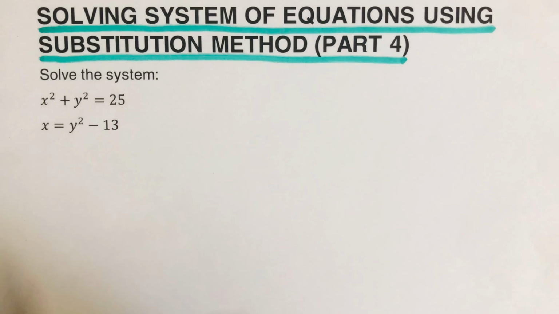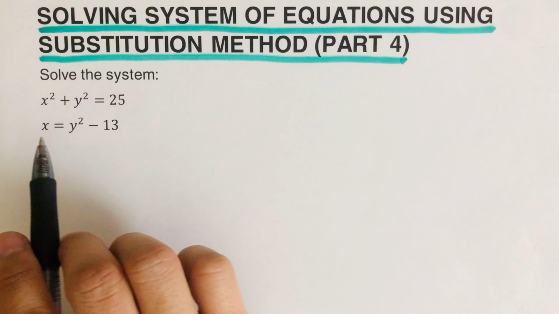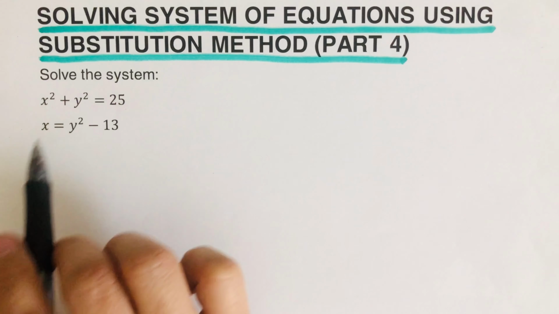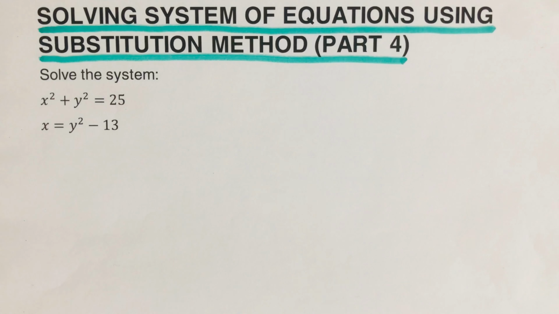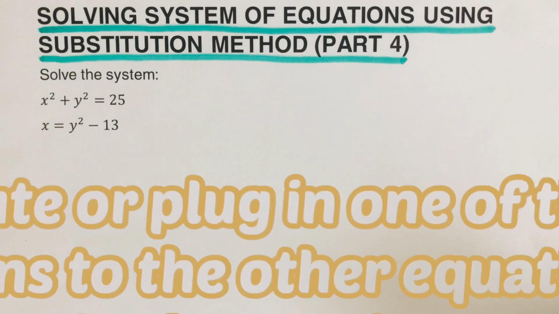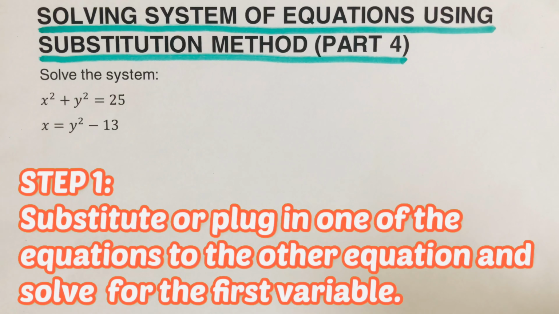So let's take this example right here. We're supposed to solve this system of equations. There are steps that we need to follow in order to solve a system of equations using the substitution method. The first step is to substitute or plug in one of the equations into the other equation and solve for the first variable.